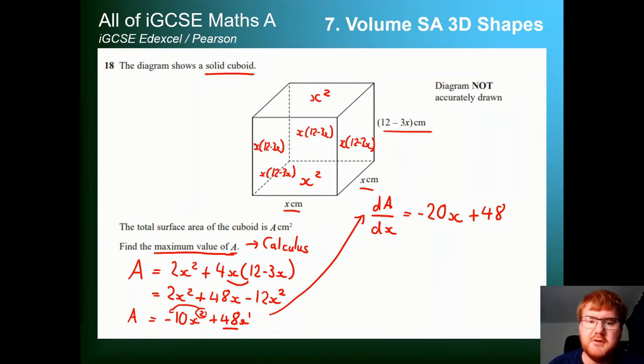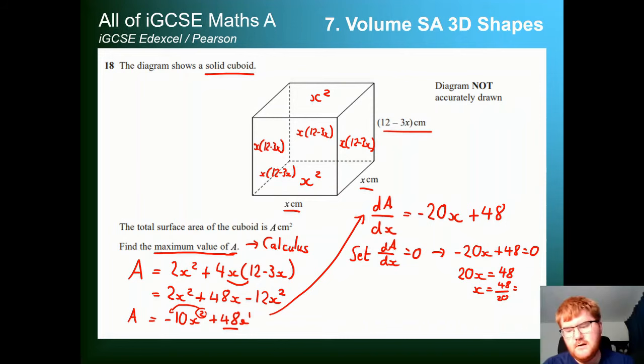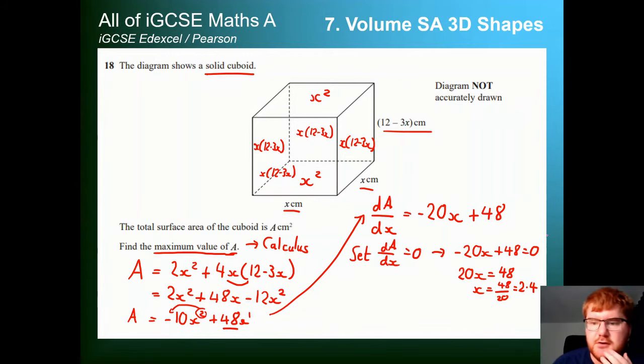What we're going to do at this point, if we want to find a maximum point or a minimum point, is set it to 0. So essentially we set dA over dx equal to 0. That means minus 20x plus 48 is equal to 0. That means that 20x is equal to 48. x is then equal to 48 divided by 20. Again, we just use our calculator for that. They do like decimals, generally speaking, on Edexcel, so we get the value of x being 2.4.